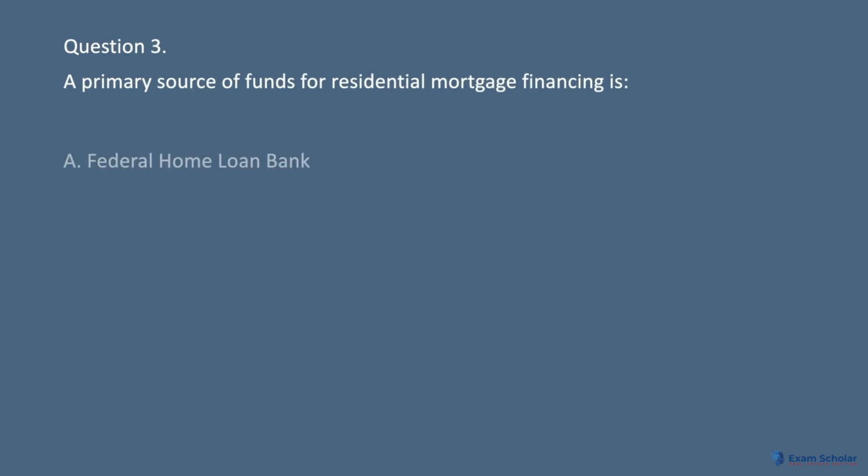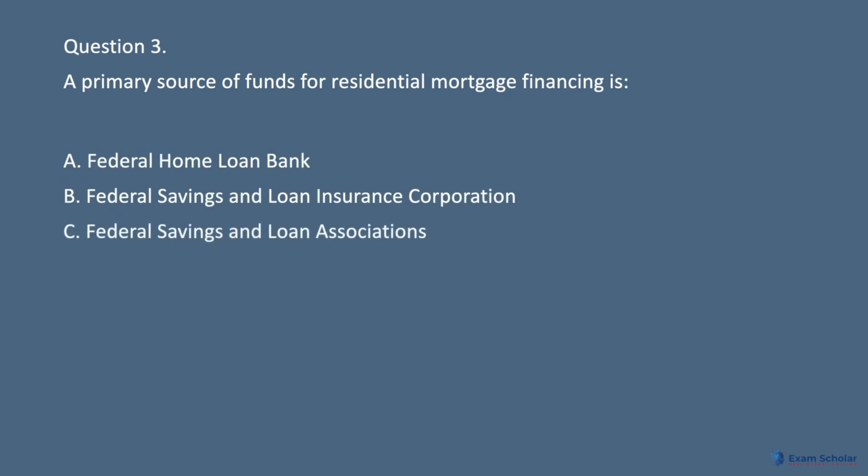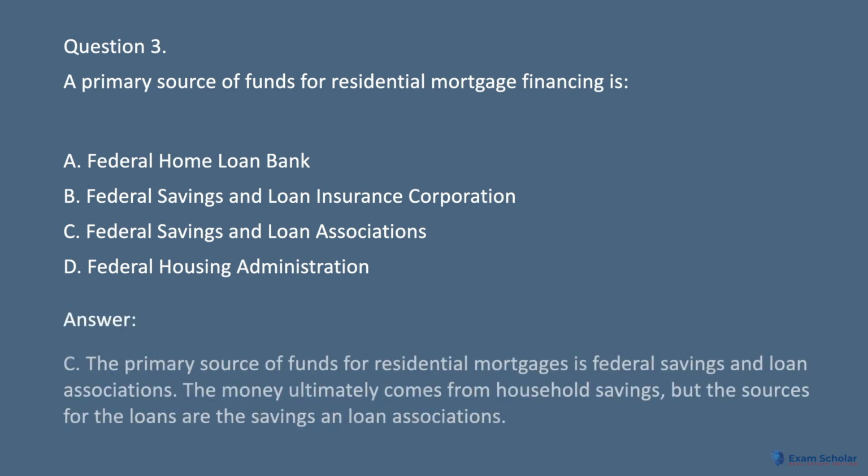Question 3. A primary source of funds for residential mortgage financing is A. Federal Home Loan Bank. B. Federal Savings and Loan Insurance Corporation. C. Federal Savings and Loan Associations. D. Federal Housing Administration. Answer C. The primary source of funds for residential mortgages is federal savings and loan associations. The money ultimately comes from household savings, but the sources for the loans are the savings and loan associations.